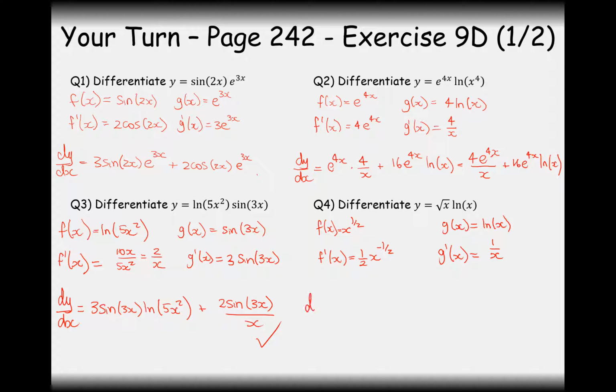Now applying the product rule, kind of cross multiplying here, so it's going to be x to the half times 1 over x. I can simplify that as I go along. That x to the half divided by x is going to be x to the minus half, and then plus half x to the minus half ln x. So there we are, that's the answer to the fourth one then.